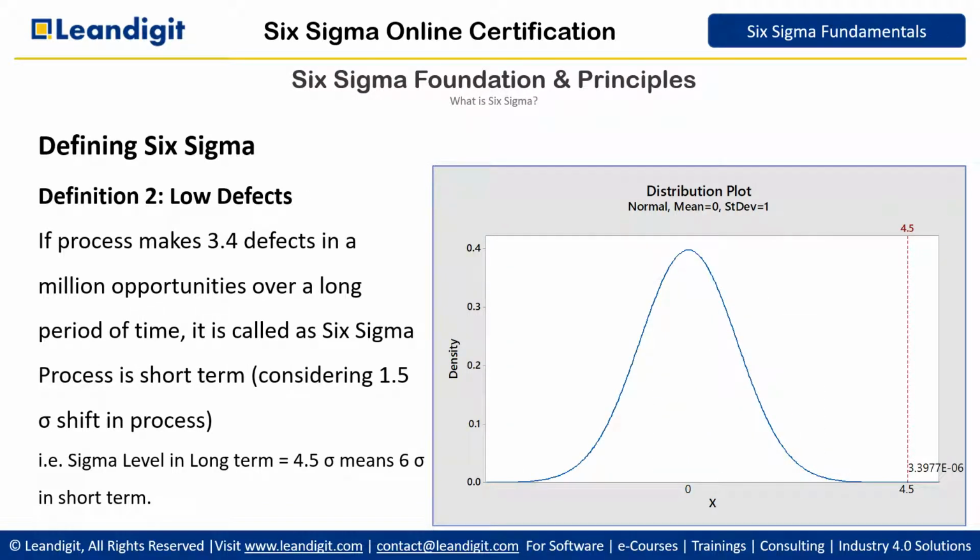We go to definition number 2, which means low defects. If a process makes 3.4 defects in a million opportunities over a long period of time, the process is called a Six Sigma process in the short term, considering a 1.5 sigma shift in the process. Which means if I use a probability distribution, I take 4.5 sigma from the large data and I get 3.4 defects in a million. That means this process in the long run is 4.5 sigma, whereas in the short run it will be a Six Sigma process making a very small number of defects.